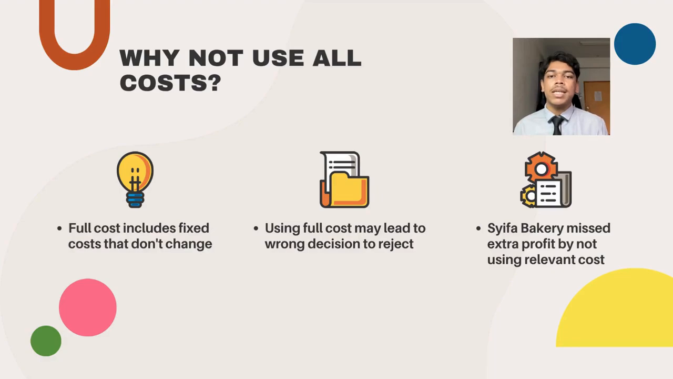This is exactly the mistake Shifa Bakery was making. They were not using relevant cost analysis. Once they apply it correctly, they could see the special order was actually a good opportunity to earn extra profit from their idle capacity.